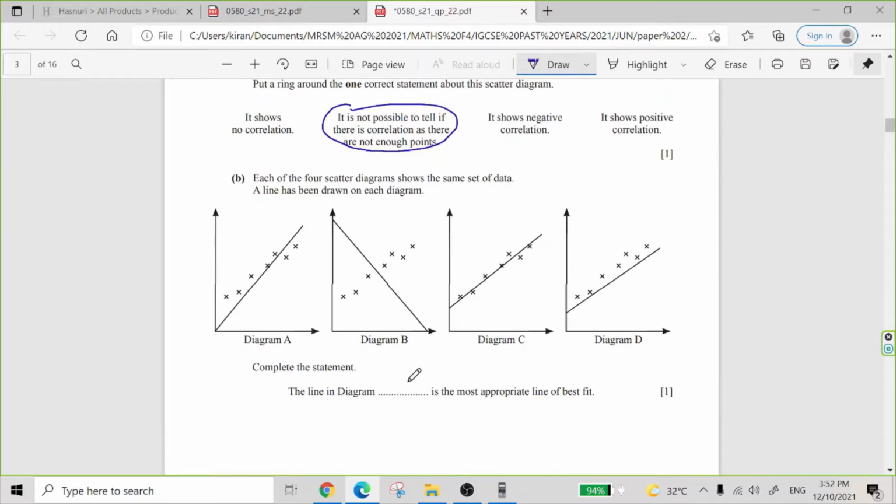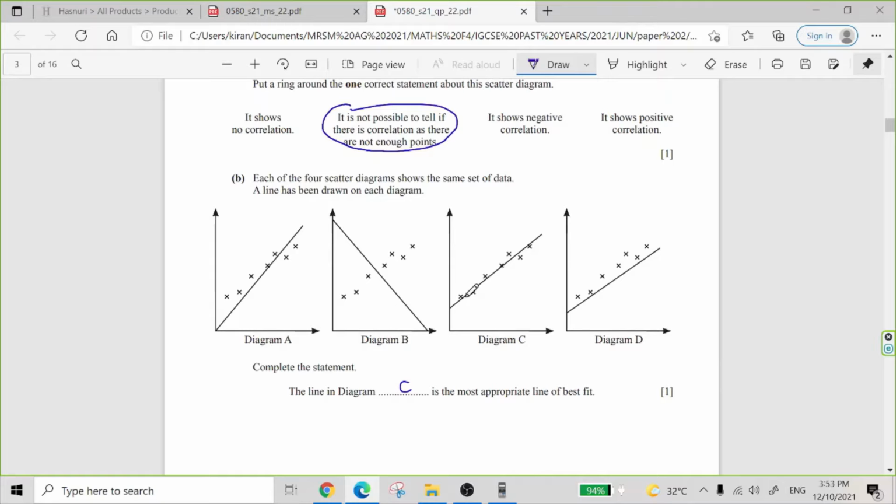To find the line of best fit, we draw a line that can go through as many points as possible, and then the leftover points above and below the line must be equal. That is the most appropriate line of best fit.